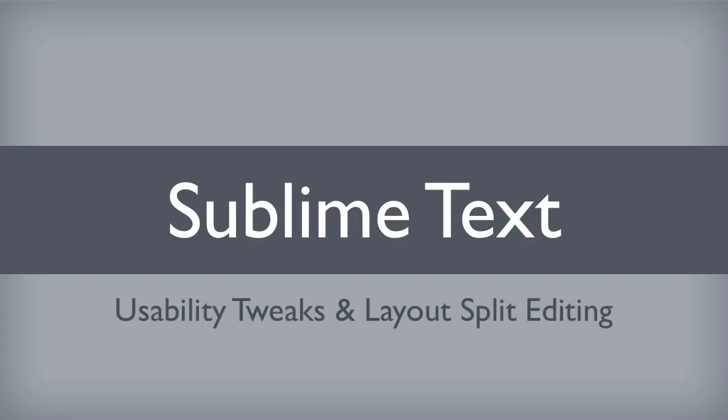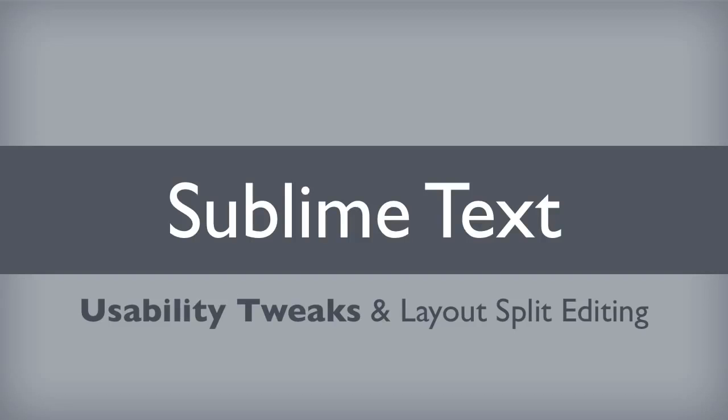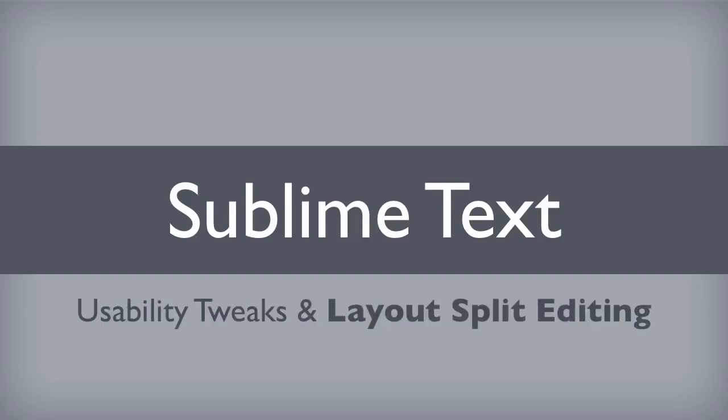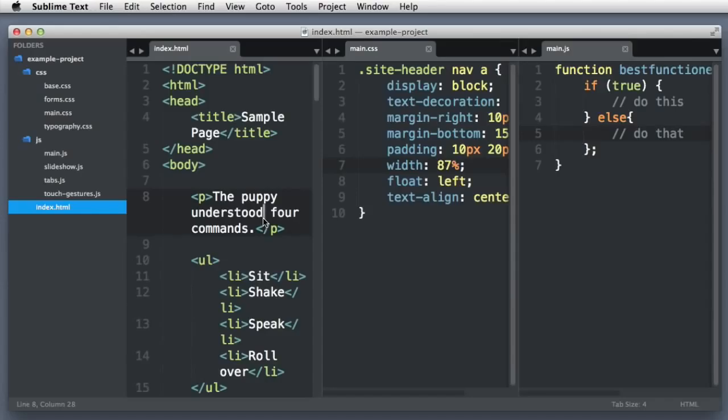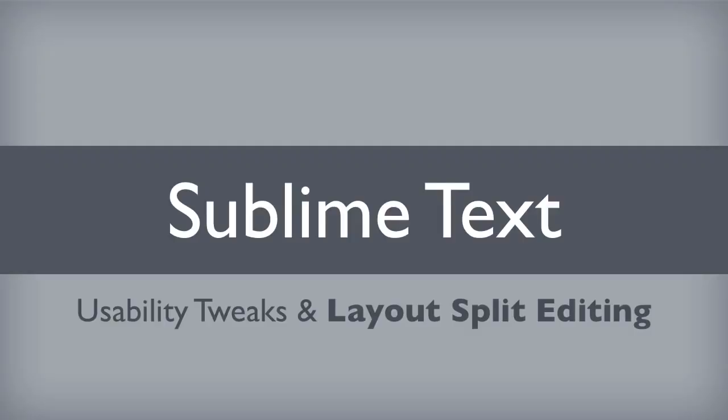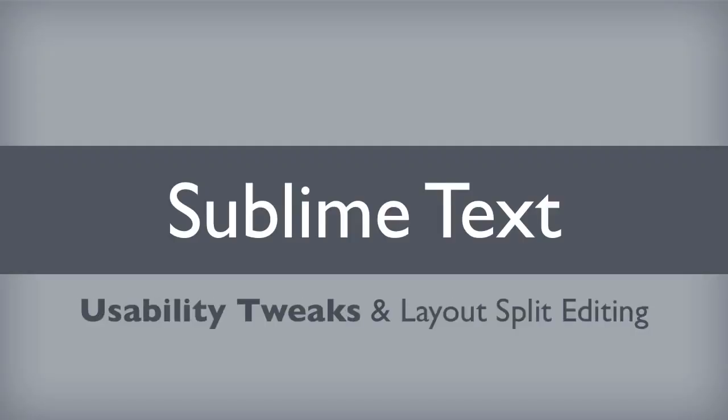This video is all about usability. There's two parts. In the first half of the video, we will look at minor settings that we can tweak to improve usability. And in the second half of the video, we will learn how to split our editing window into columns and/or rows so that we can edit multiple files at the same time. All right, let's begin by tweaking a few preferences in our user settings file.